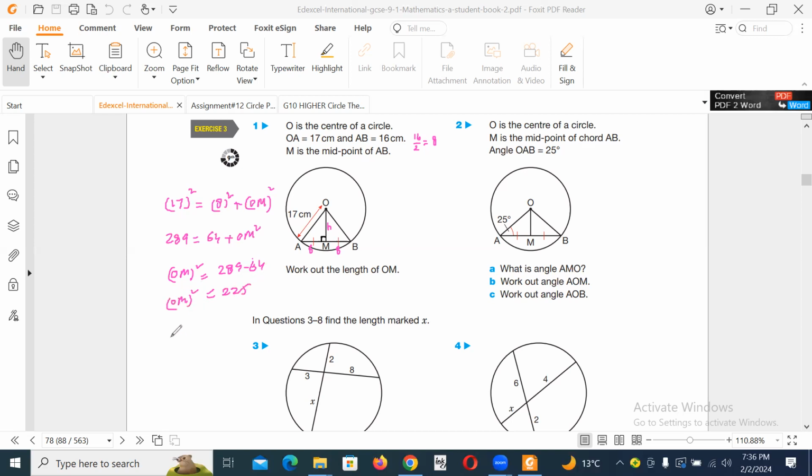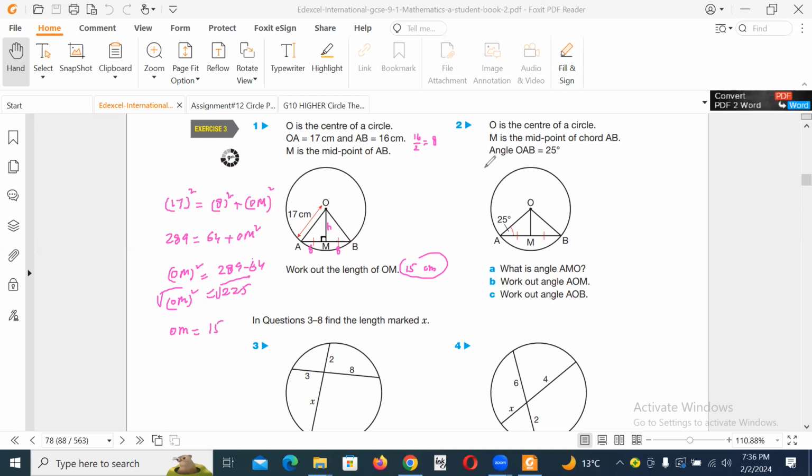So we are looking only for OM. By taking the square root on both sides, we get 15. The square root of 225 gives us 15. So the first answer is 15 centimeters. This is the length of OM. I hope it is clear.